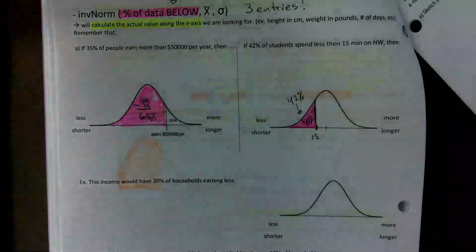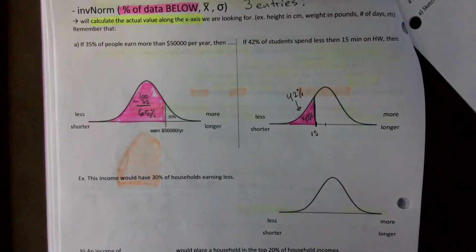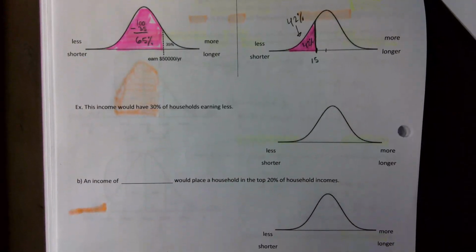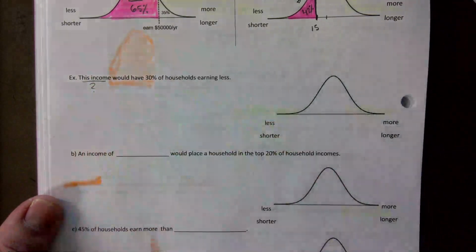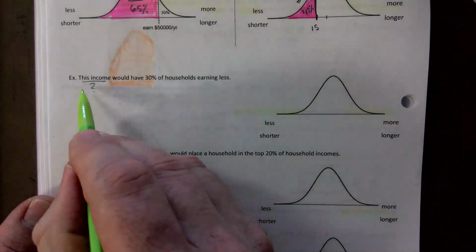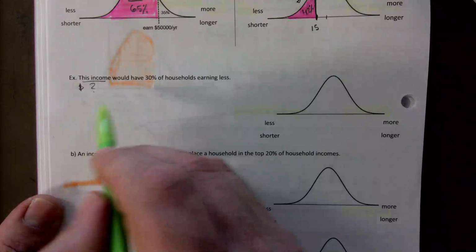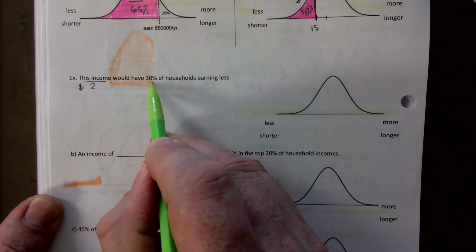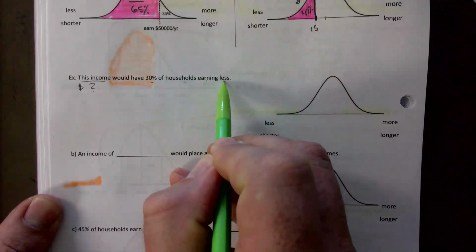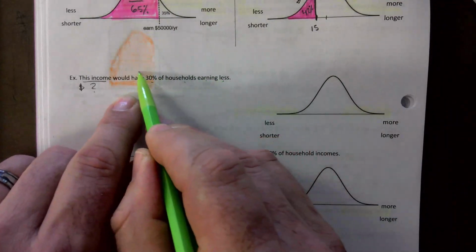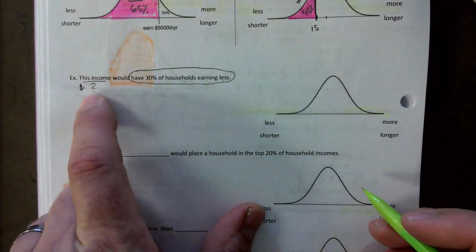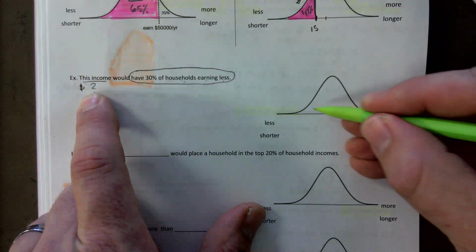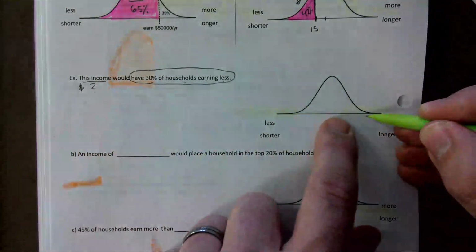So let's try this. This income, so question mark. I don't know what this income is. It's going to be in dollars, right? I know that it would have 30% of households earning less. So I'm interested in that income, somewhere along here. Where would you place it?